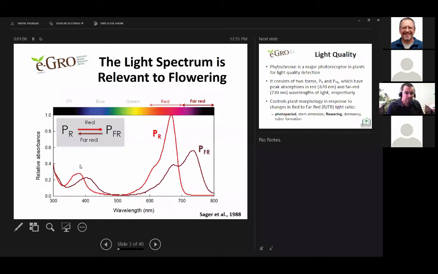So let's take a closer look, as we can see in this figure. In terms of photosynthetically active radiation that affects photosynthesis, we're really concerned with 400 to 700 nanometers. But when we talk about flowering, we're really concerned with the red and far red regions, as Chris mentioned earlier today.